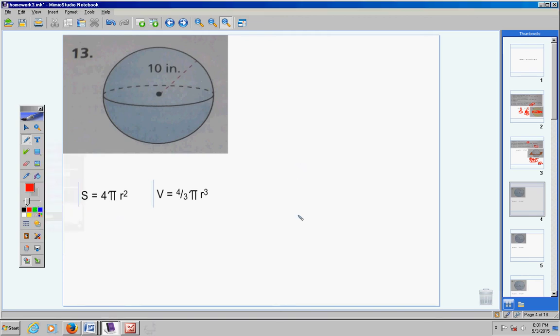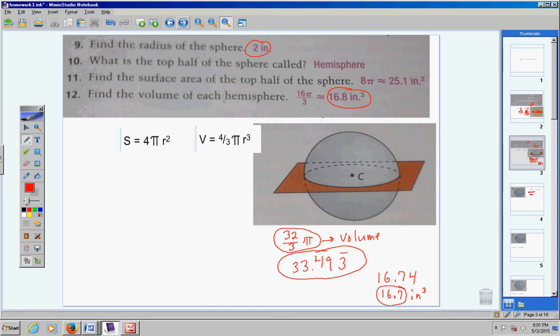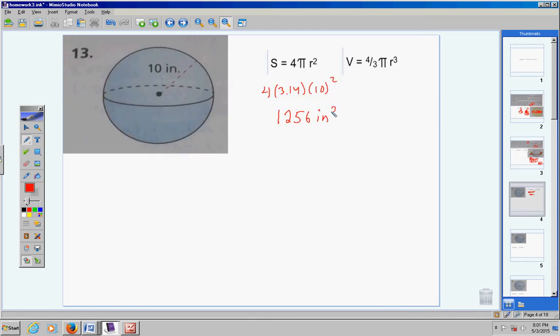Okay, students, for numbers 13 through 16, we're going to find the surface area and volume. Pretty simple stuff. For the surface area, we simply have 4 times 3.14 times the radius squared. Radius is 10, so 10 squared. With my calculator, 4 times 3.14 times 100 gives you 1,256. That's square inches, because we're dealing with surface area.